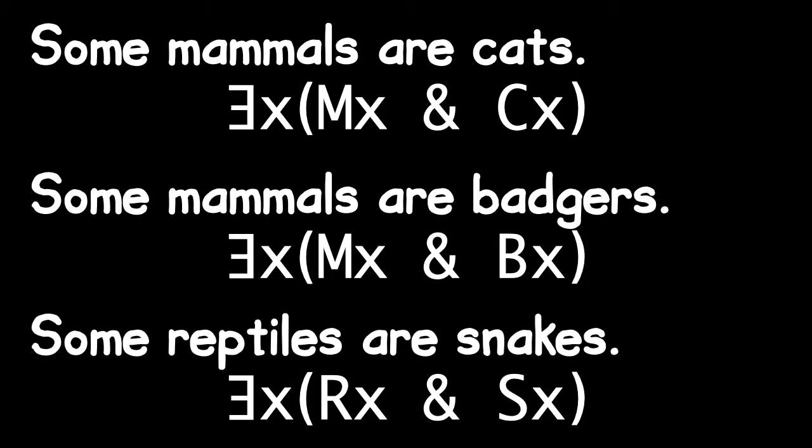Here are some examples of that pattern. Some mammals are cats: exists X, MX, and CX. Some mammals are badgers: exists X, MX, and BX. Some reptiles are snakes: exists X, RX, and SX.